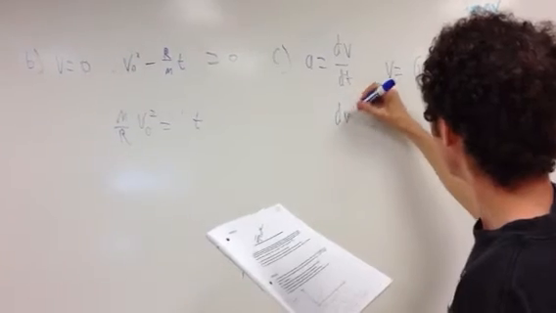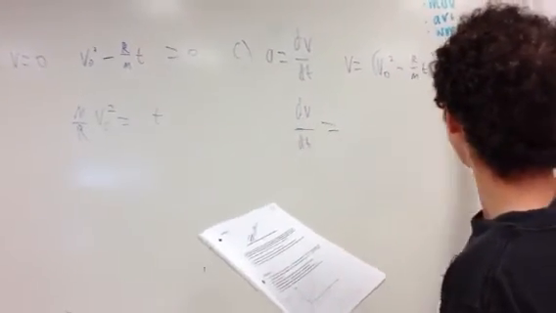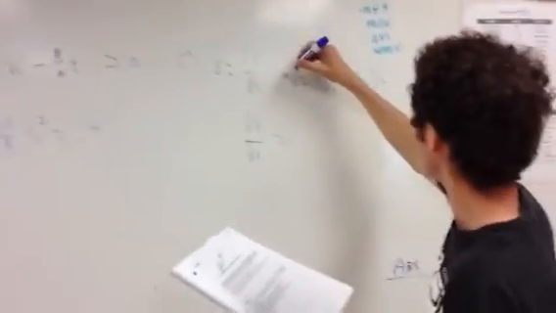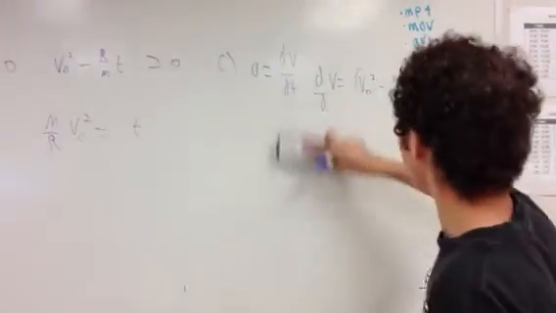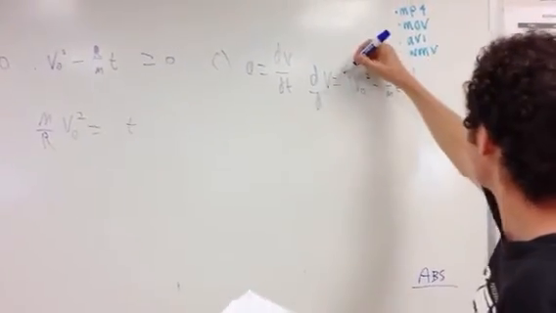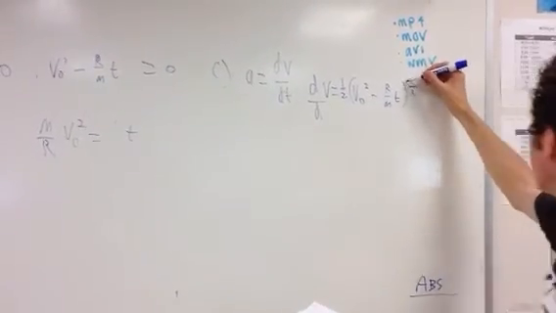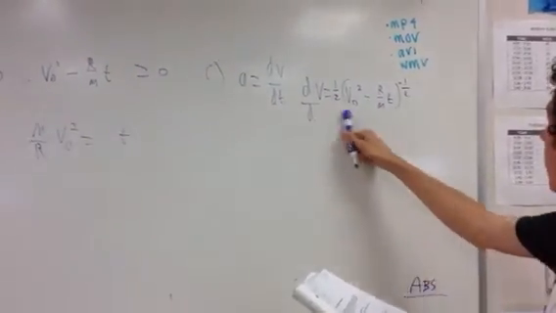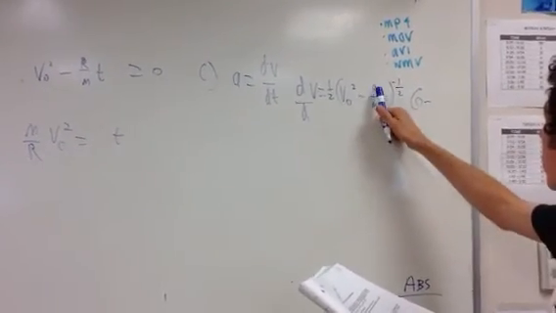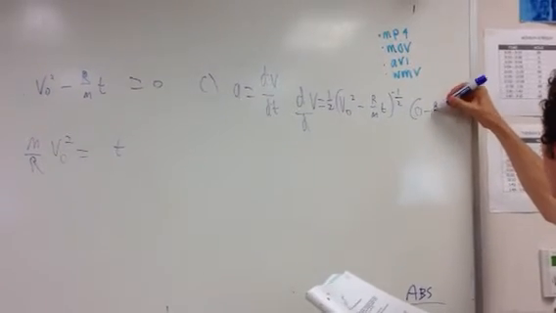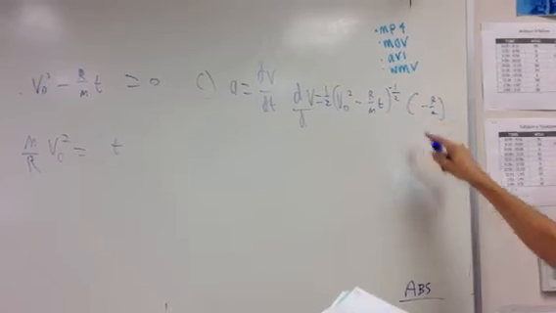So now dv/dt equals, the 1/2 is going to come out front. This 1/2 minus 1 is going to give me -1/2. By chain rule, I have to take a derivative of the inside. v naught squared is just going to be 0, minus R over m t, which is just going to give me R over m. And that should be the answer in the back of the book.